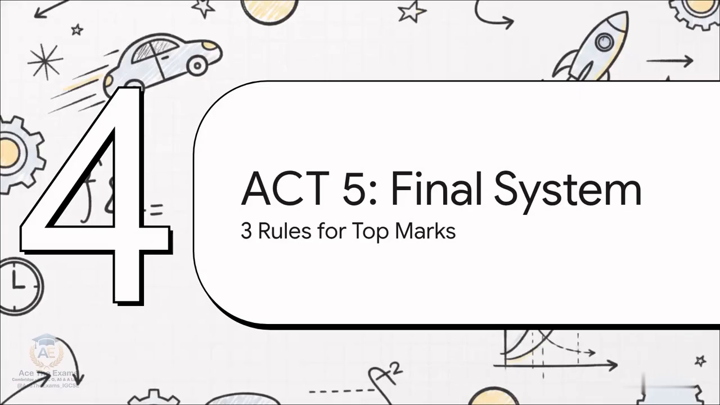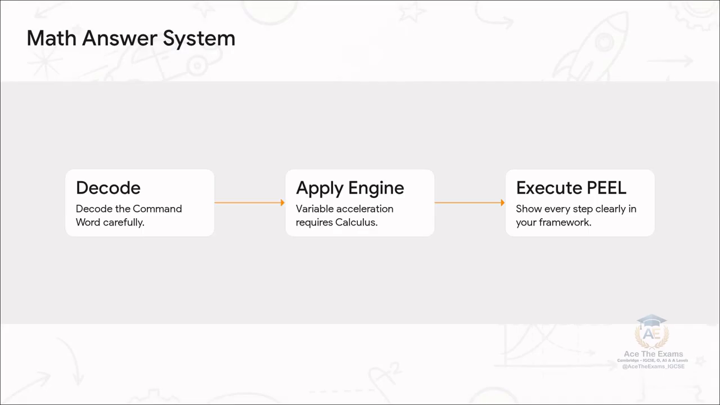Act 5, the final system. The 3 rules for top marks. All right, we have successfully diagnosed the flaws. We've learned the vital vocabulary, we've operated the calculus engine forwards and backwards, and we've survived the pressure tests of real past papers. Now I want to crystallize absolutely everything we have done today into a concrete, repeatable system that you can take into the hall with you.